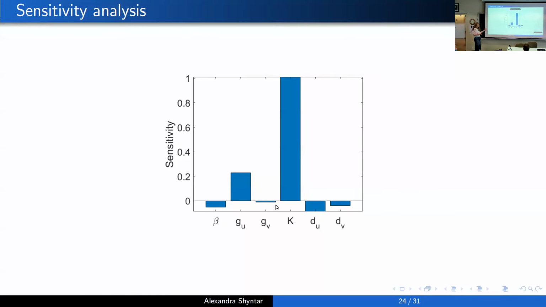So we perform sensitivity analysis on our parameters, and we find that the parameters that are most responsible for increasing the cancer cell density are the growth rate of the cancer and the carrying capacity. So from this, we know that the treatments that will be most effective are the ones that will lower those two parameters.